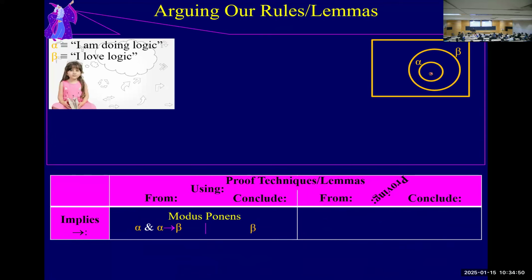All right, modus ponens. All right, we got to fill in this one, right? This says, how do I use the implies? If I got alpha and alpha implies beta, then I get beta. Everybody know that one, right? Now, anybody want to tell me, how do I prove that alpha implies beta?